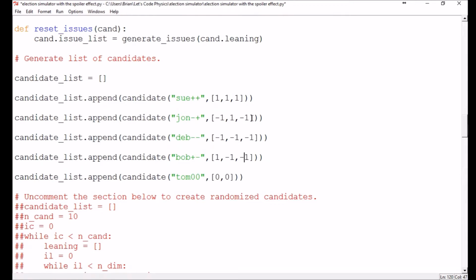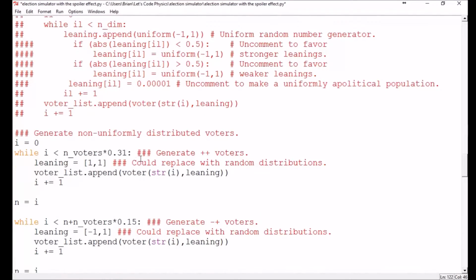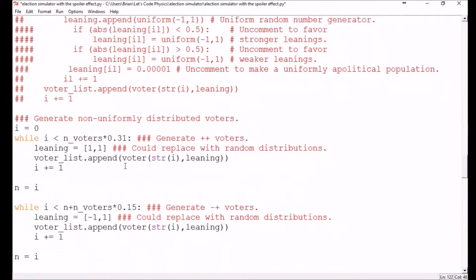So let's have this third one represent a horribly unpopular opinion among most of the candidates, but Sue holds that opinion. And then Tom, you know what, Tom? Let's say that's the one category of issues that you care about. Okay, so that means I need to adjust my voter list.